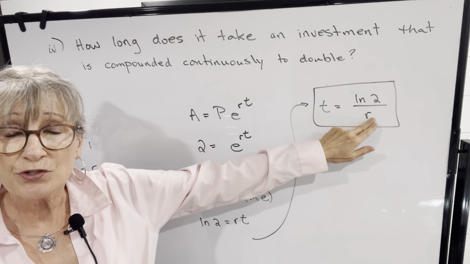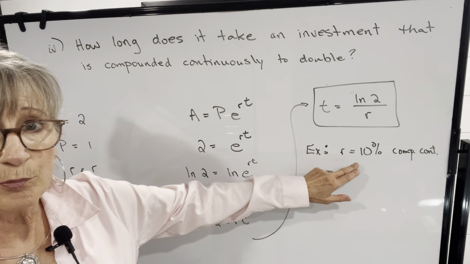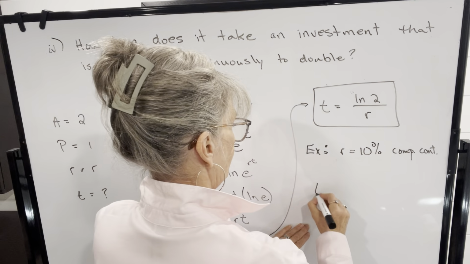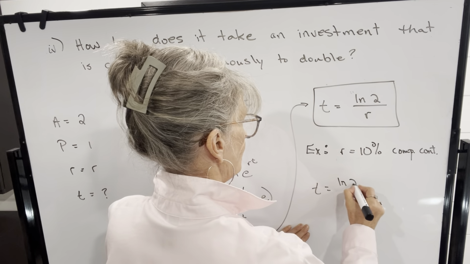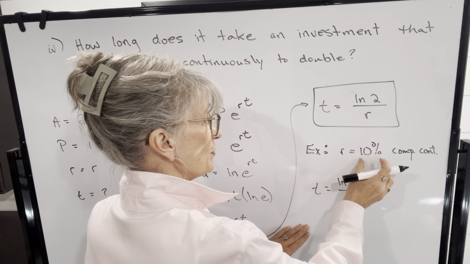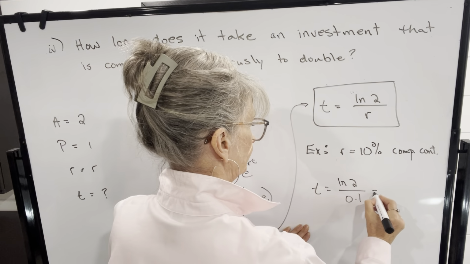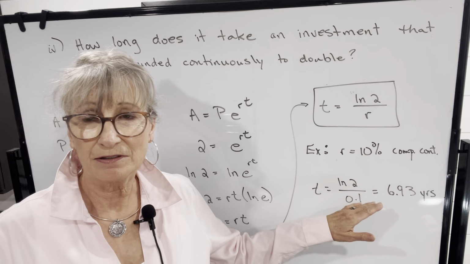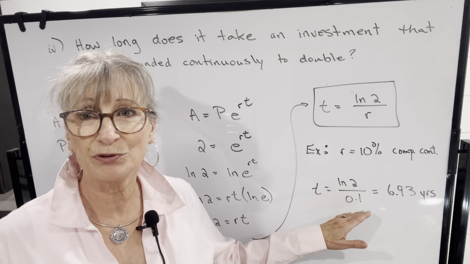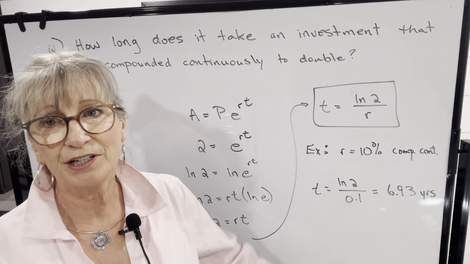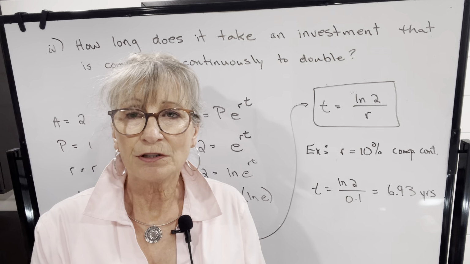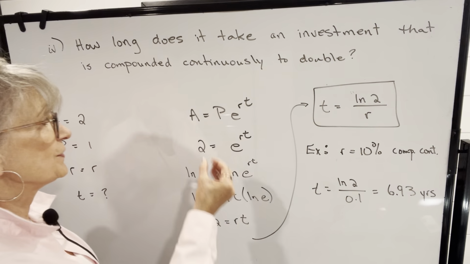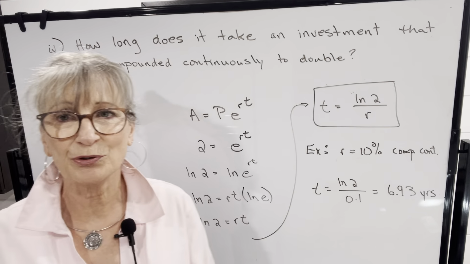If I know what the interest rate is, I can just plug it in. So for example, if I had r as 10% compounded continuously, I can find t. I just take the natural log of 2, divide by 10% as a decimal is 0.1. So the time it would take for that investment to double, if it's earning interest at the rate of 10% compounded continuously, would be 6.93 years. So dealing with compound interest when it's compounded continuously is a little bit different. We're using this formula instead of the regular compound interest formula.